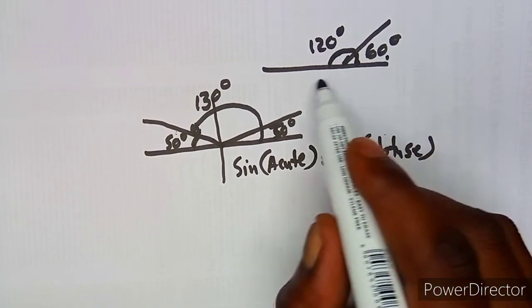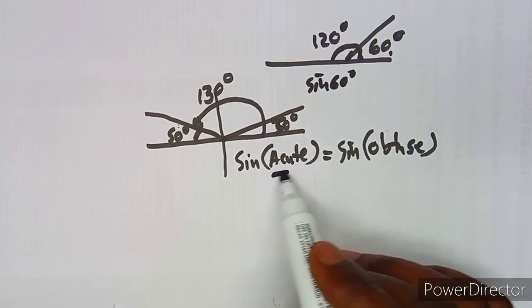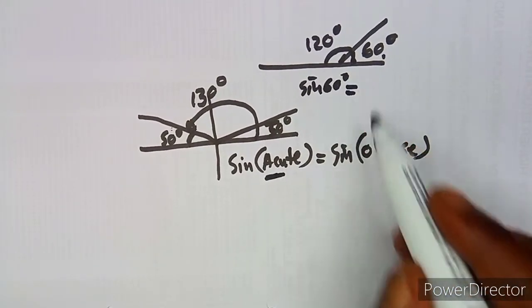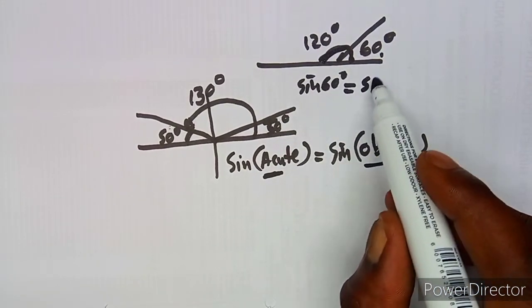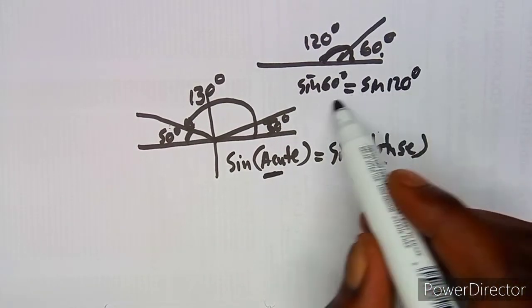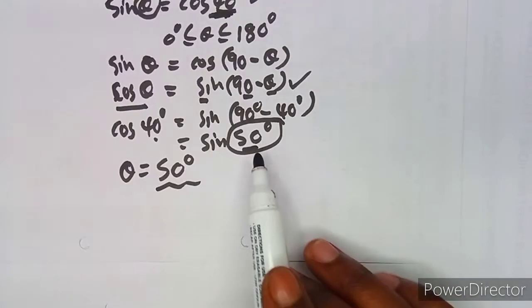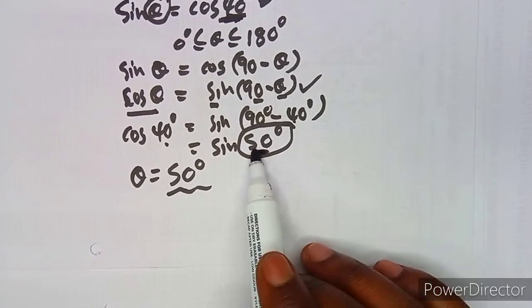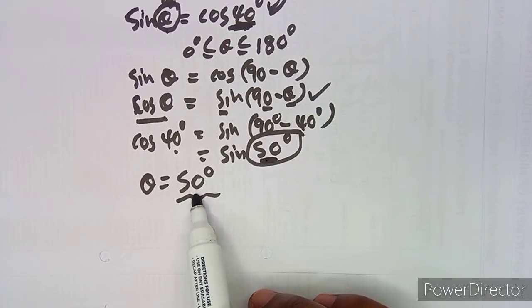So sine 60 degrees, which is the acute angle, is equal to sine of the obtuse angle, which is 120 degrees. These two are equal. So now if these two are equal, we can relate back to our sine that we talked about here. We are given sine 50 degrees. This is the one that helped us to obtain the value of theta, which is 50 degrees.